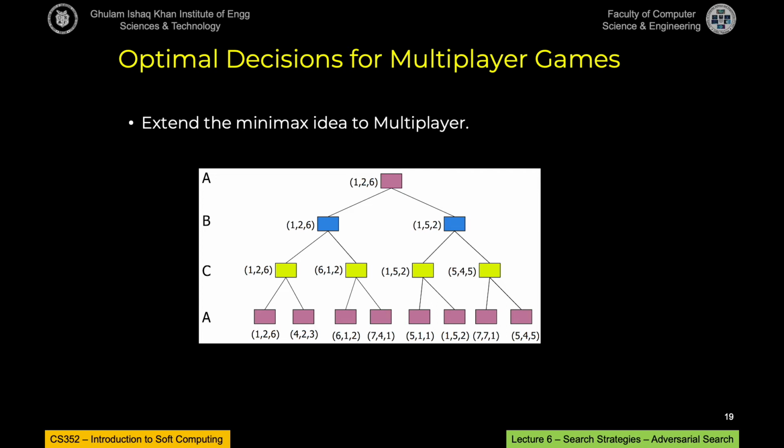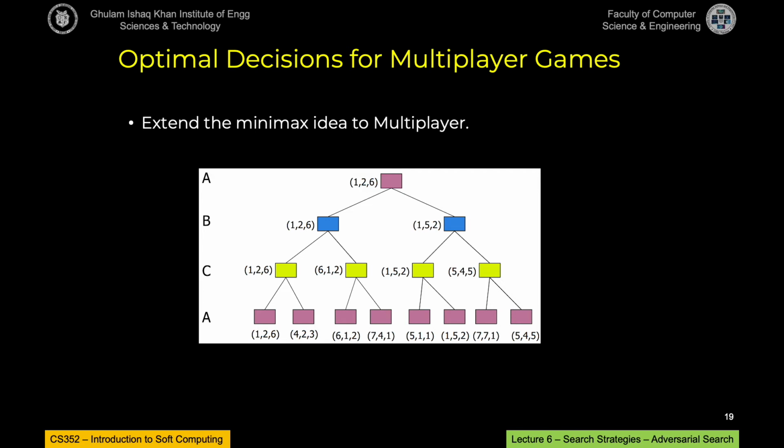All C needs to do is look at the utility value of C, which is 6 in the first node and 3 in the second node. And since 6 is larger, C will always choose 1 2 6 as its option. Similarly, for the second yellow node, it has an option of choosing between 6 1 2 and 7 4 1. Since 2 is greater than 1, it will always choose the first one again, so 6 1 2 gets chosen. Similarly, it chooses 1 5 2 and 5 4 5.